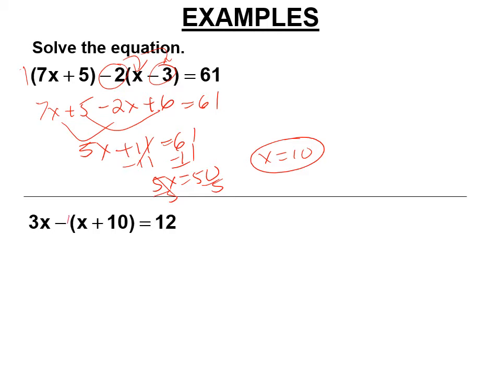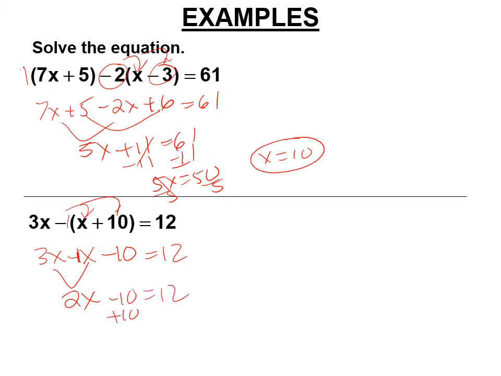Here you distribute a negative 1. So it's 3x minus 1x, if you want to put it in, minus 10 equals 12. 3x minus 1x, 2x. 2x minus 10 equals 12. Two-step equation, add 10. 2x equals 22. Divide by 2. X equals 11.